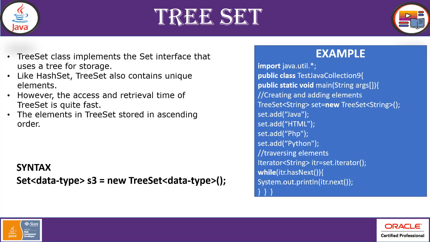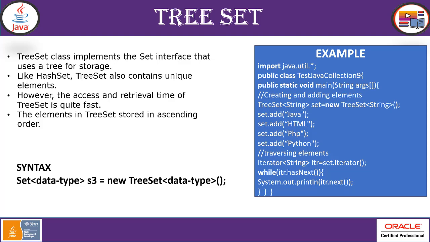Now let's take a look at the TreeSet. TreeSet is another class that implements the Set interface and uses a tree for storage. Like HashSet, TreeSet also contains unique elements. Now the difference from LinkedHashSet and HashSet is that the access and retrieval time of TreeSet is quite fast. The reason is that the elements in TreeSet are stored in ascending order. That makes it quite faster.